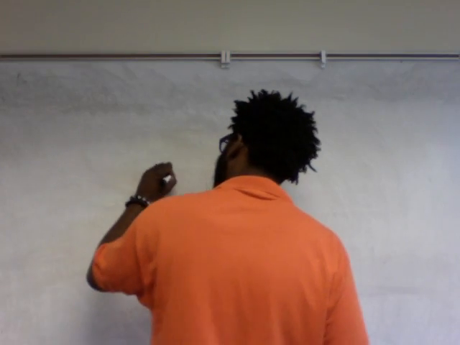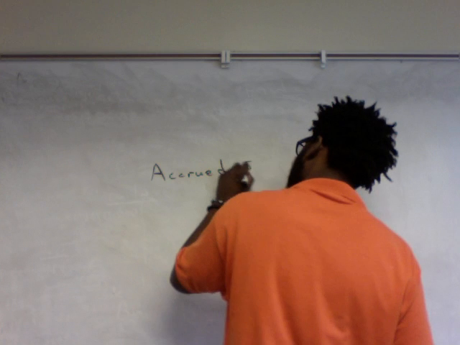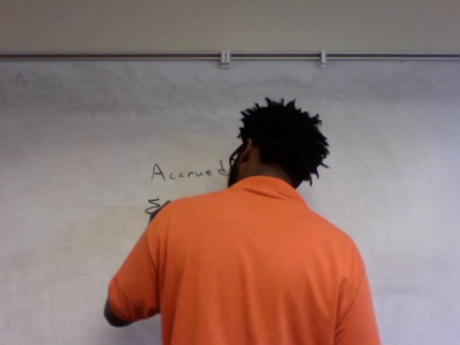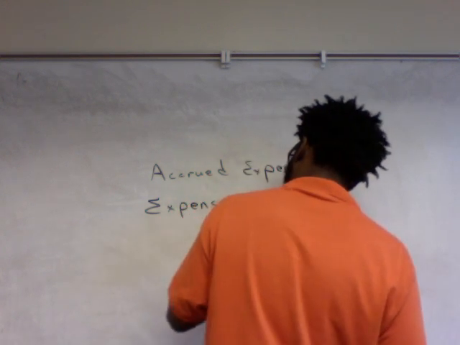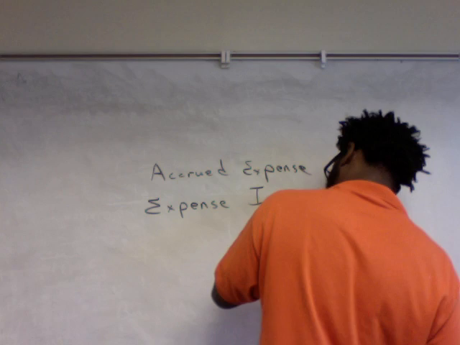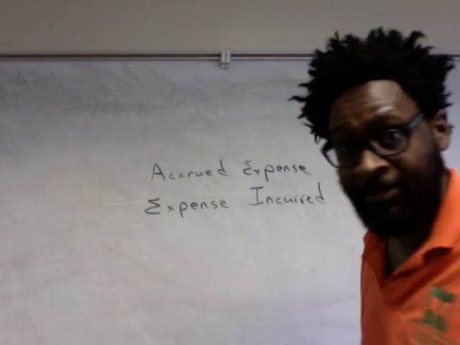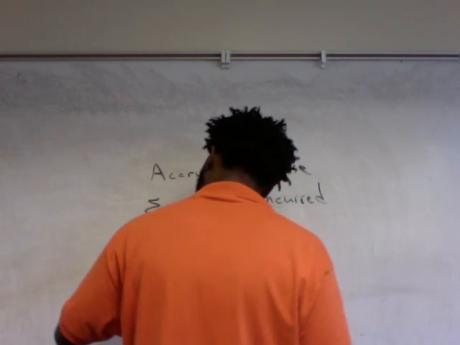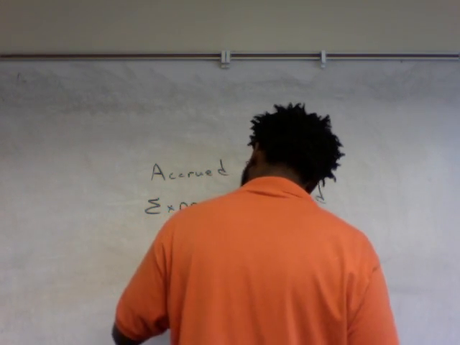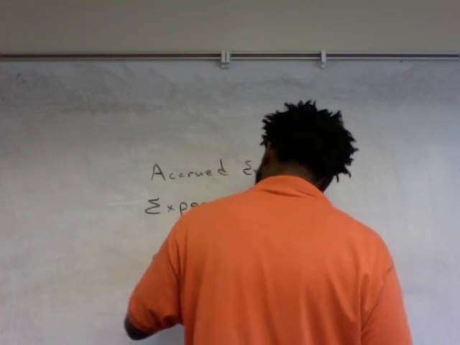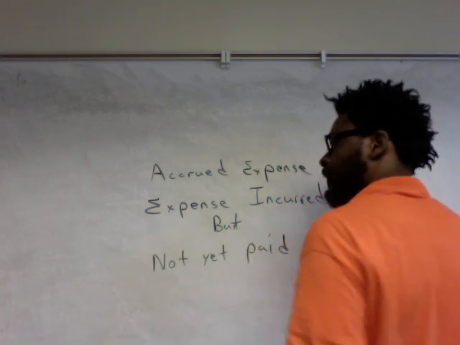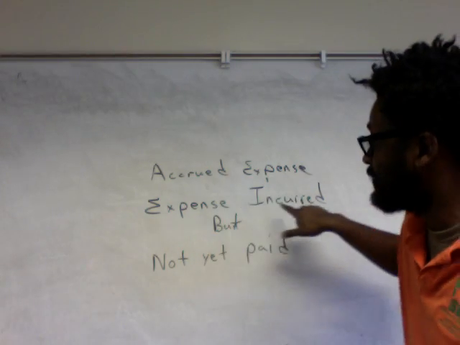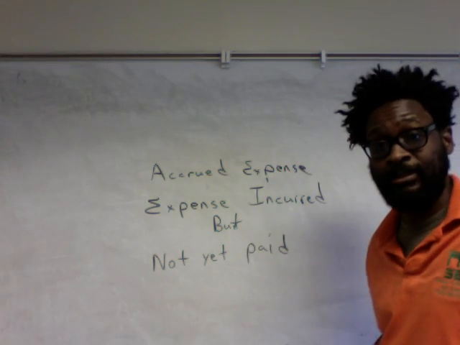So an accrued expense, by definition, is an expense incurred, an expense that has happened, but not yet paid. Very informal definition, but I'm going somewhere with this. An accrued expense is an expense that is incurred, but it hasn't been paid, right?